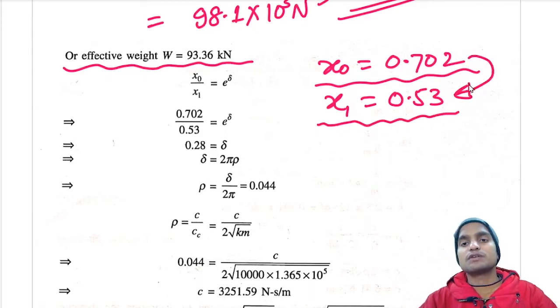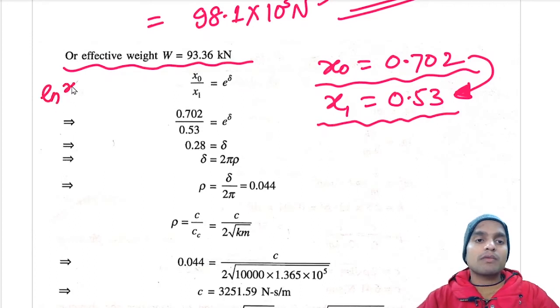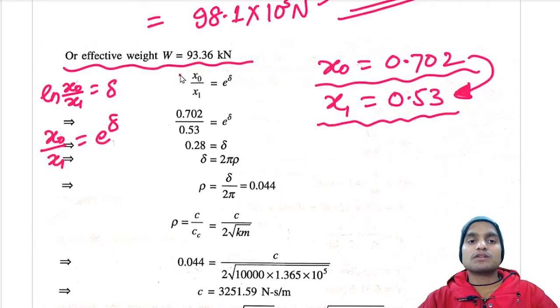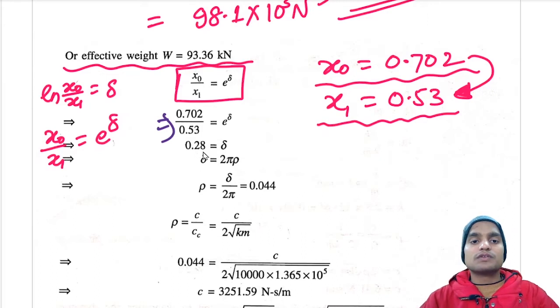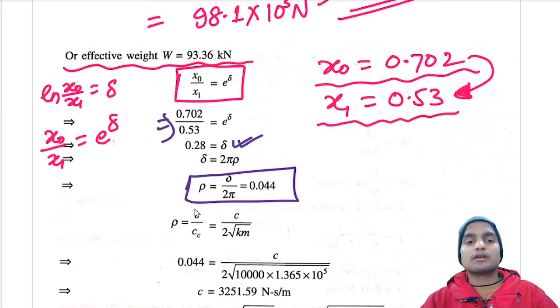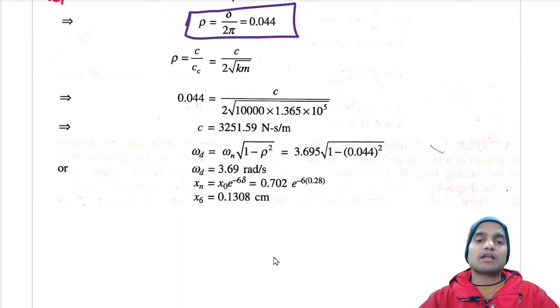So displacement is reducing. Okay, so we have to calculate now the logarithmic decrement, and ln x0 by x1 is equal to delta. So x0 by x1 will be equal to what? e to the power delta. So same thing is done here, and now we can calculate the value by putting all the values here. So delta is coming as 0.28, and delta for a small value of rho is equal to 2 pi rho. So rho value can be calculated here, and rho value is equal to C by Cc. Cc is 2 into root under km. So here only C is unknown and C can be calculated very easily.